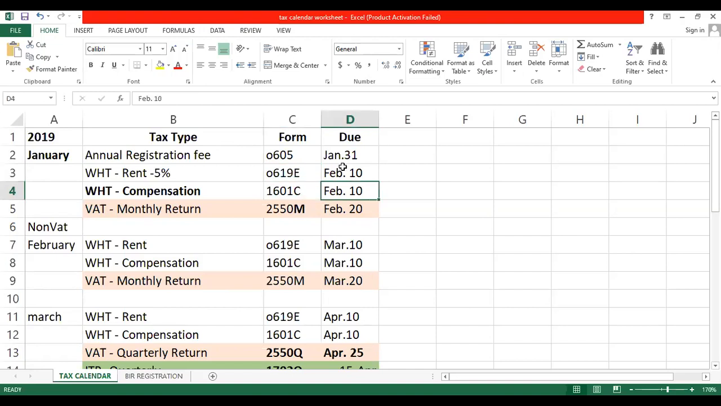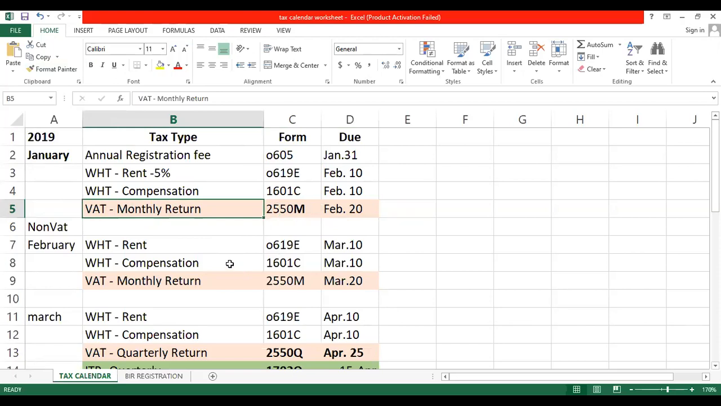So for taxes withheld on rent or expanded, and on compensation, the due date is on or before February 10. Now, also, it was mentioned that the trading business is a VAT registered taxpayer. For value-added tax, it must be filed and paid every month using BIR form 2550M. The M stands for monthly. And the due date for this one would be on or before February 20 of the following month. So how is that?